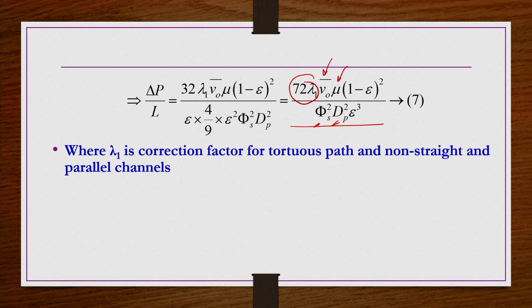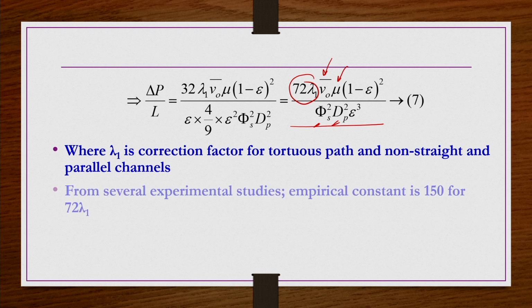But this lambda 1 is a correction factor for tortuous path and non-straight, non-parallel channels, in general irregular channels, that is what I already mentioned. But from experimental studies, an empirical constant is found as 150 in place of 72 lambda 1.